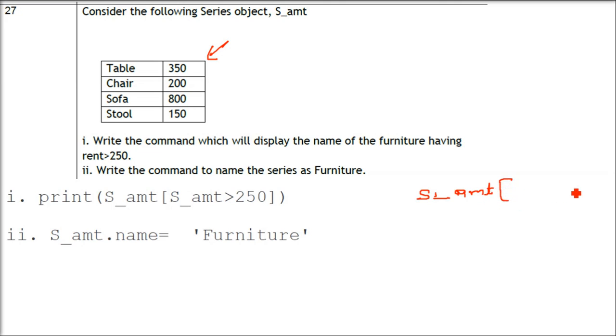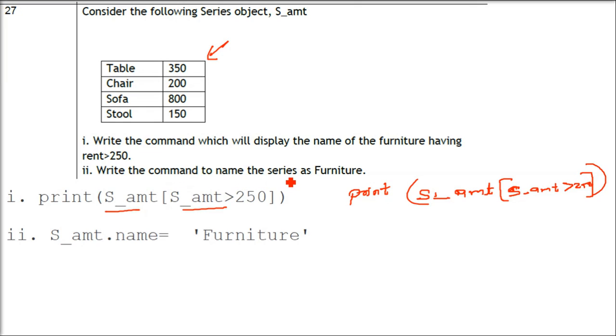So now we can give the condition inside the square brackets. So S_AMT greater than 250. This is the amount greater than 250, and then you can have it printed using print. Okay, this is how we do. So S_AMT, and this is the printing.